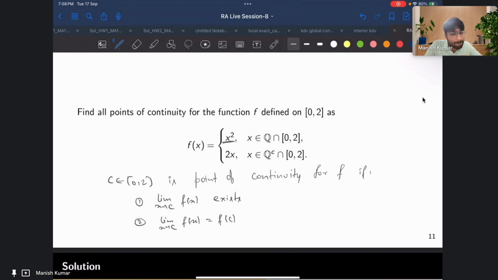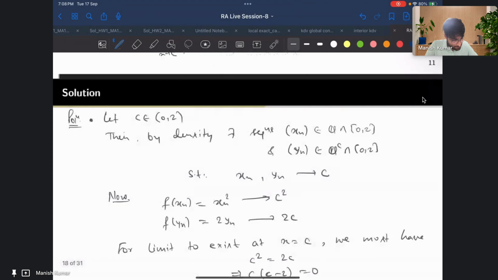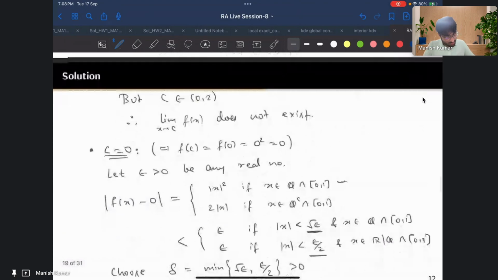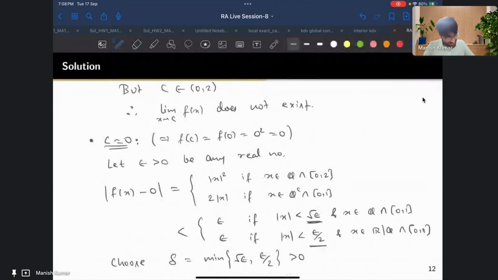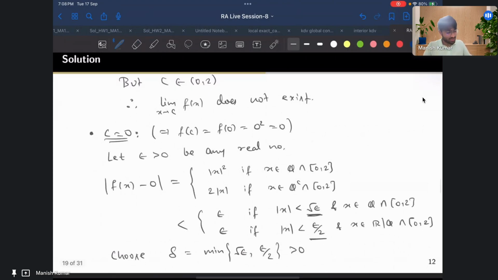We have written in all the places Q intersection [0, 1] in the proof. Whether it is the closed interval [0, 1]? Oh, sorry, it is the closed interval [0, 2]. Sorry. Thanks for saying. Everywhere it's [0, 2].